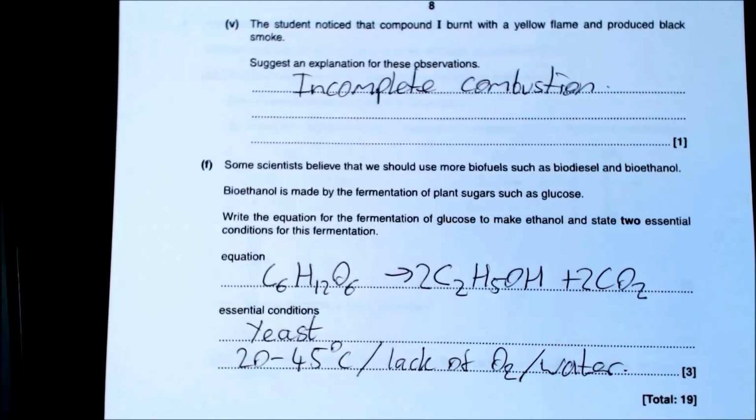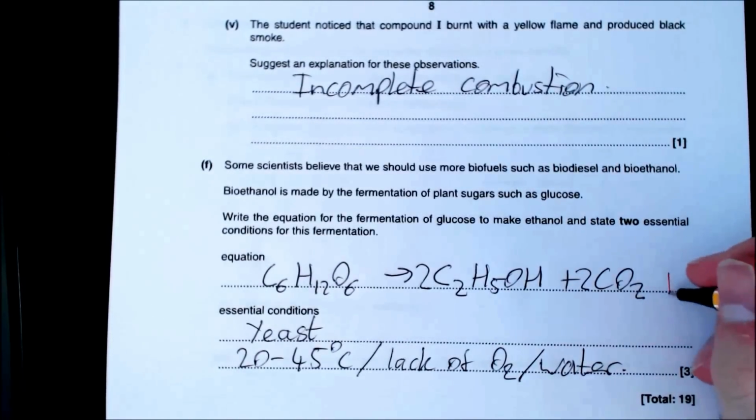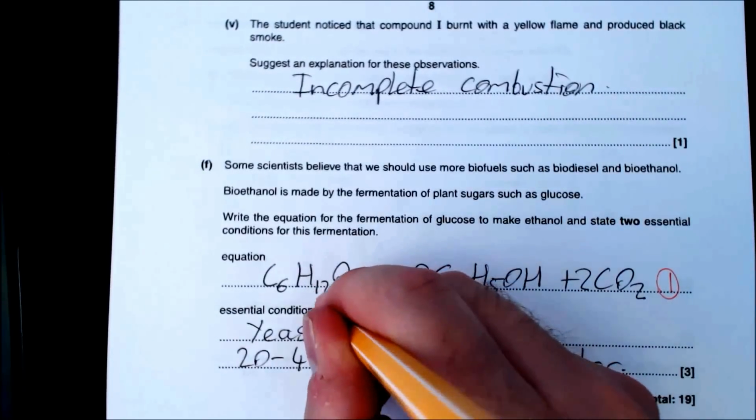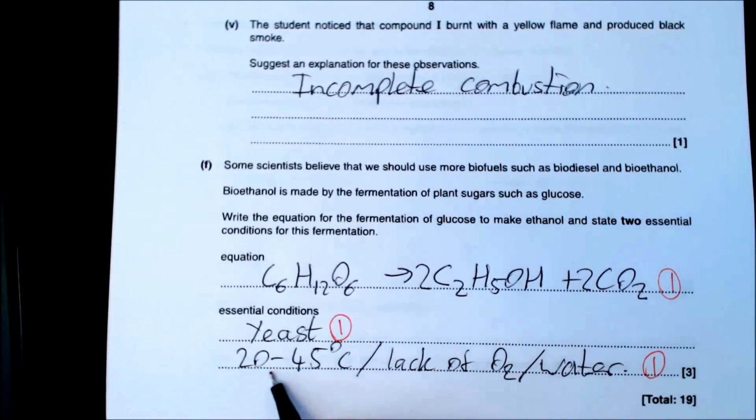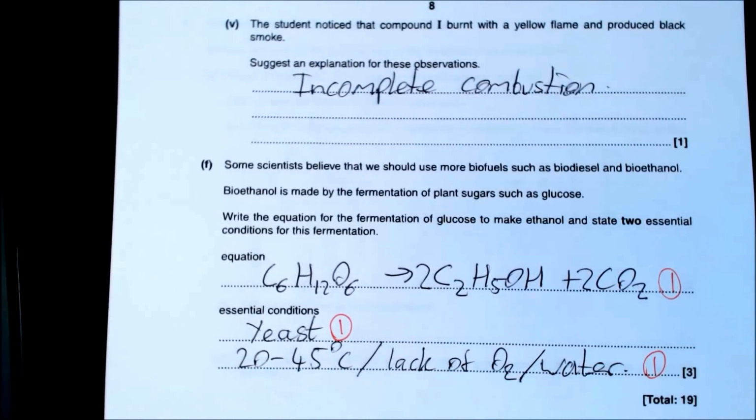So in terms of marking, we get 1 for our equation, making sure it's balanced as well. 1 for saying yeast, and then 1 for any one of these will get you that 3rd mark. So this whole question was out of 19. It was a big question.